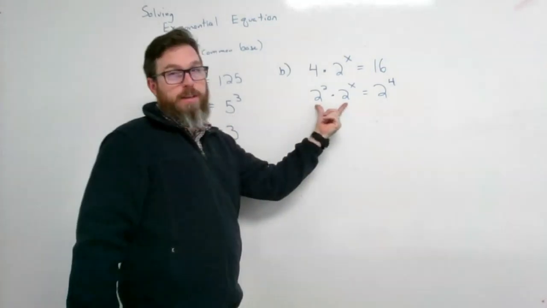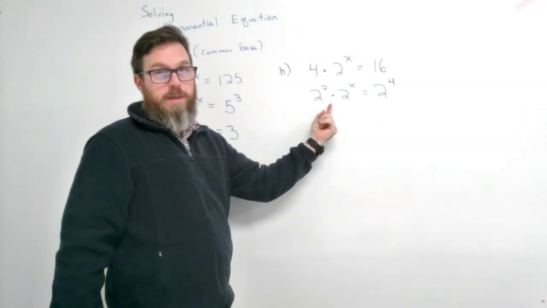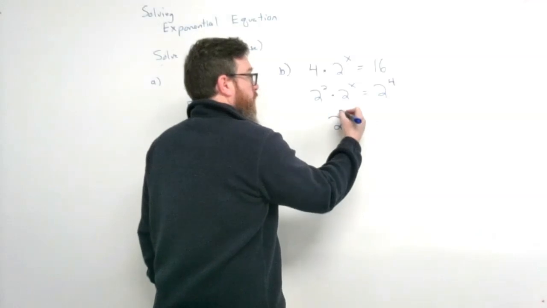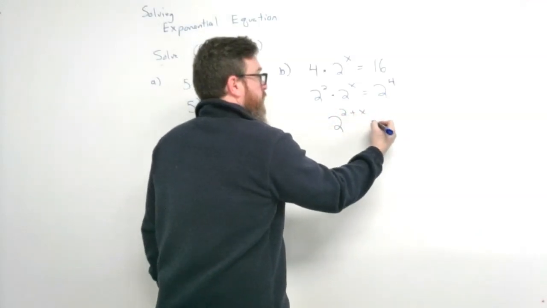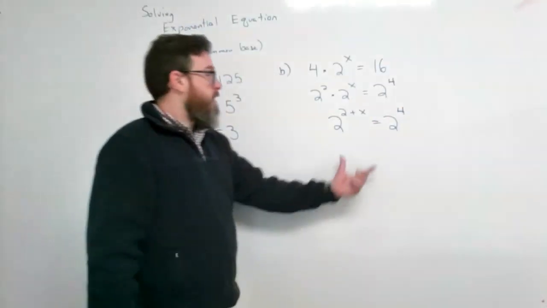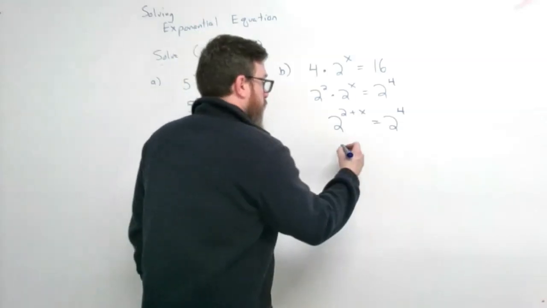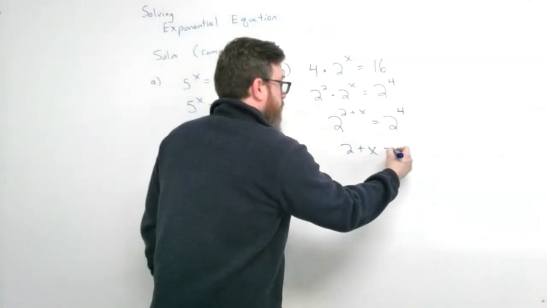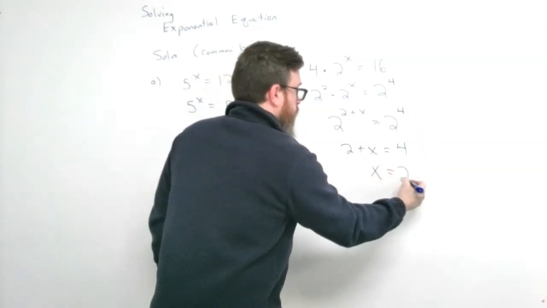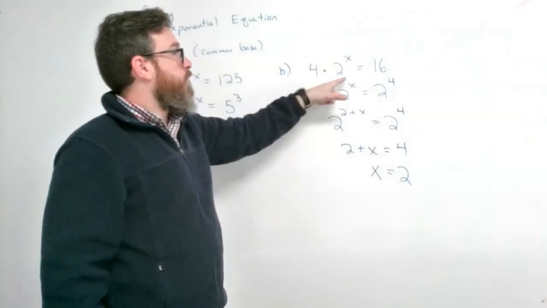And this has 2 factors of base 2. So the way we multiply 2 factors of base 2 is multiplication becomes the addition of their exponents, and the base stays the same. So this is 2 raised to the 2 plus x is equal to 2 raised to the 4. Now that it's a single exponential base of 2 on both sides, I can set their exponents equal. So 2 plus x is equal to 4. And subtracting 2 on both sides, x is equal to 2. So 4 times 2 squared, so 4 times 4 is 16.